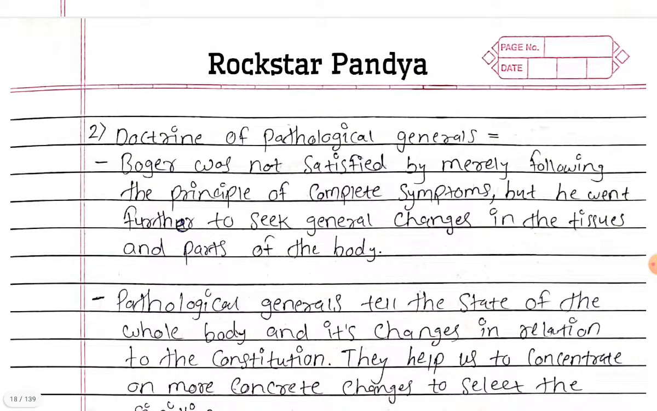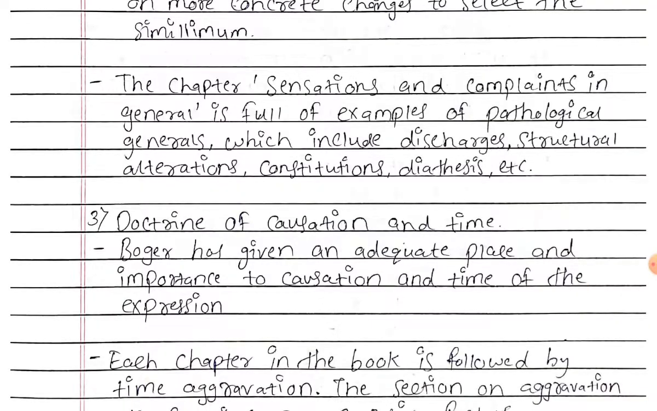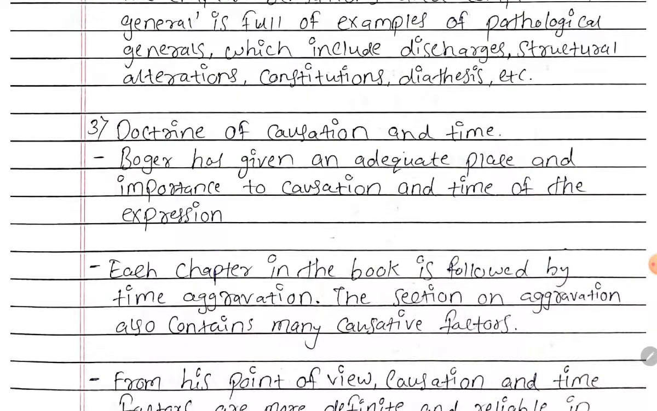Doctrine of pathological generals. Boger was not satisfied by merely following the principle of complete symptoms, but he went further to seek general changes in the tissues and parts of the body. Pathological generals tell the state of the whole body and its changes in relation to the constitution. They help us to concentrate on more concrete changes to select the simillimum. The chapter on sensation and complaints in general is full of examples of pathological generals, which include discharges, structural alterations, constitutions, diathesis, etc. Third one, doctrine of causation and time.